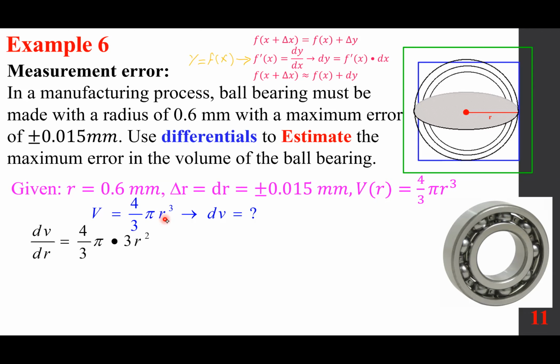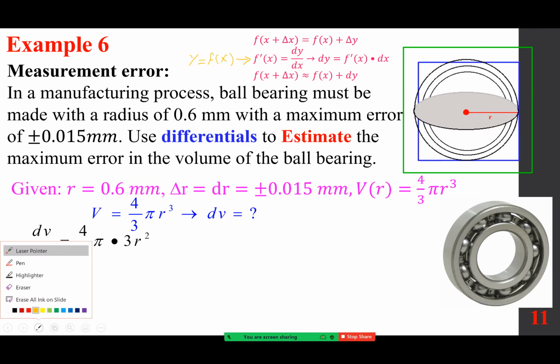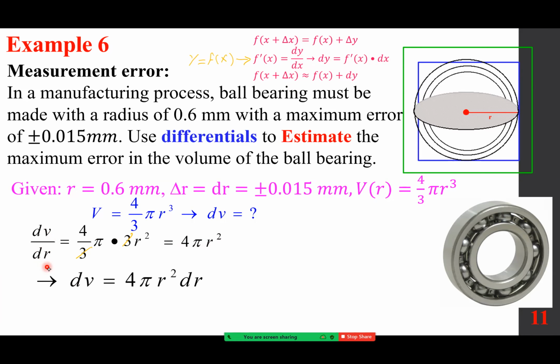So we want dV dr: 4/3 pi times 3r squared, and we can get rid of the number 3. We end up with 4 pi r squared. This is dV dr. This is like dy dx. But we want dy, which is f prime of x times dx, or we want dV, which is 4 pi r squared times dr. So compare it to this. And now plug in r is 0.6, dr plus minus 0.015, plug in.